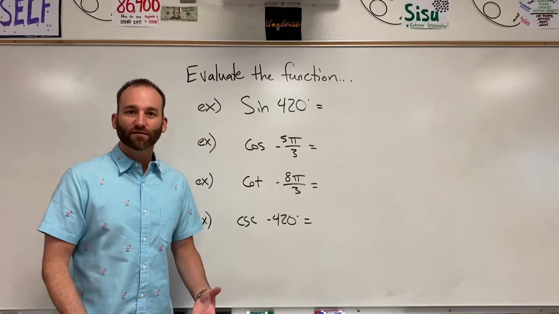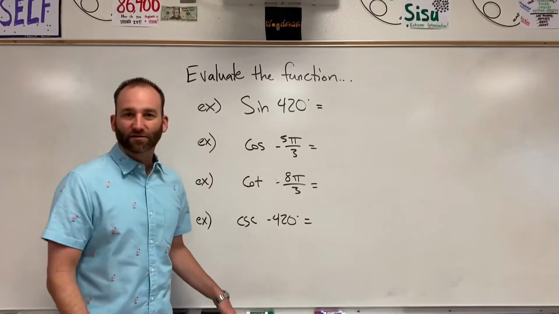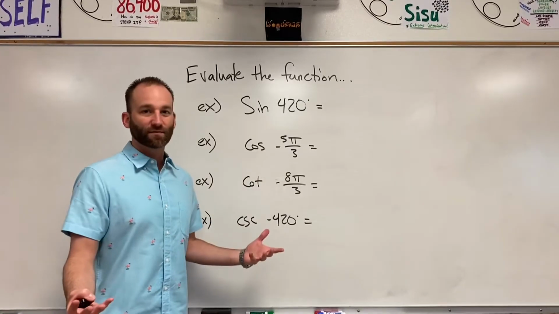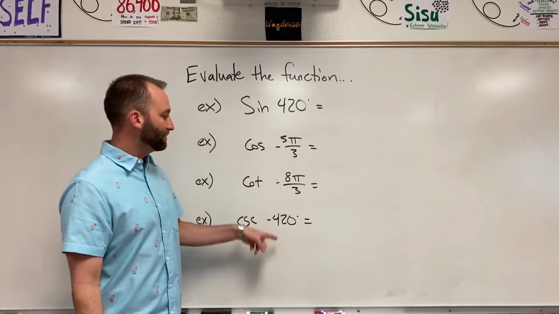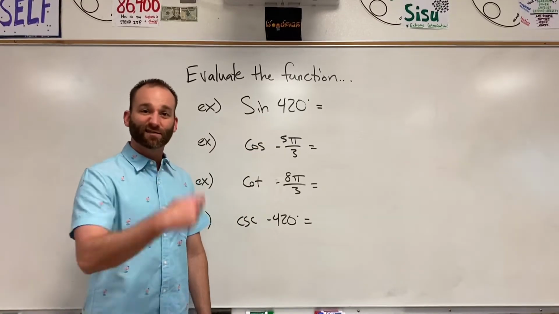We're evaluating the function. We have our unit circle, it's our map, and we can evaluate these without a calculator. You might notice a couple of these have negatives in front of them. We want to talk about how to do those. We also have some really big numbers bigger than 360. You want to make sure you know how to use that. Let's get started with the one on top.